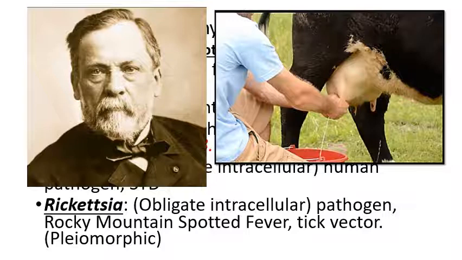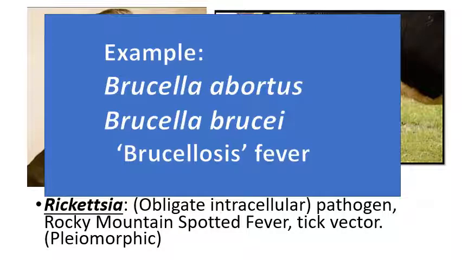This problem was solved by a famous French scientist named Louis Pasteur, who's shown on the left. The technique that he invented was to heat up the milk just enough to kill the bacteria, particularly the members of the genus Brucella, and that's called pasteurization. So two examples of the Brucella genus are Brucella abortus and Brucella brucei. You should memorize those two, that they are two common contaminants of milk.